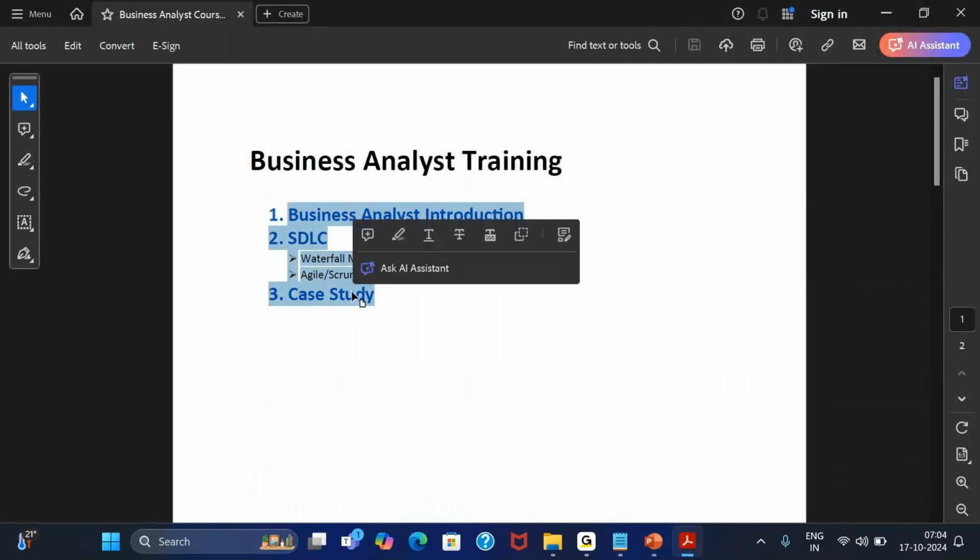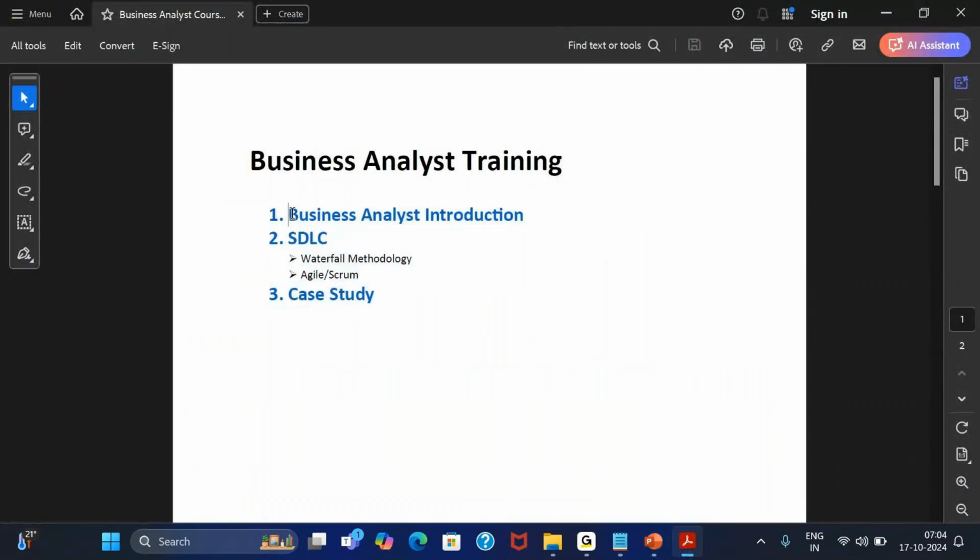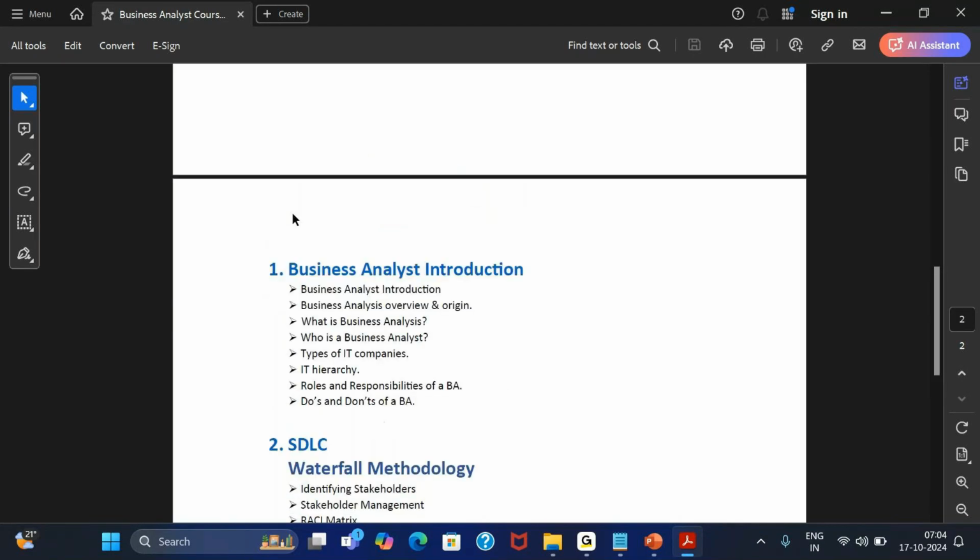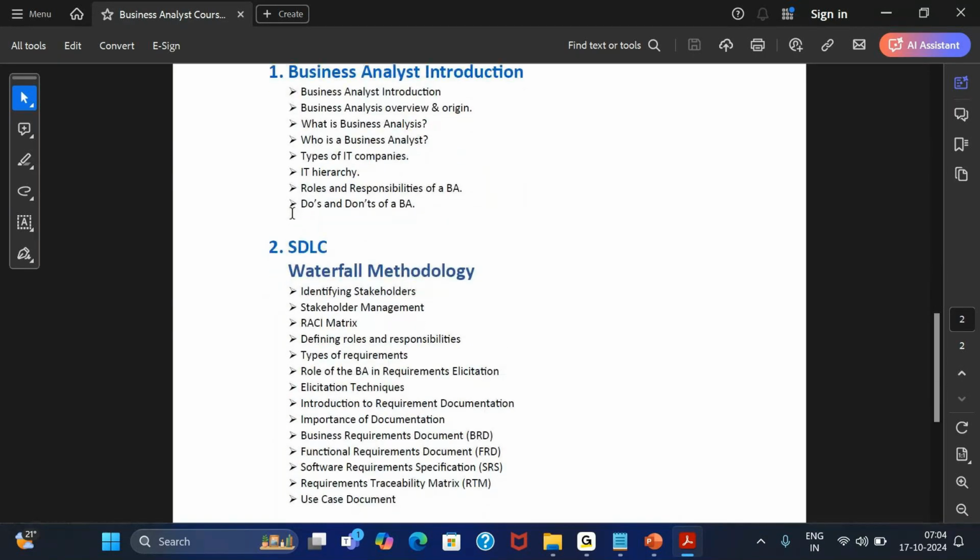The first part is business analyst introduction. This is to ensure that everyone gets to know about the basics of business analyst. So we introduce things like what basically a business analyst does, what is a waterfall model, what is Scrum model of software development. So we discuss broadly the SDLC cycle, and within SDLC, the waterfall and the Scrum methodologies.